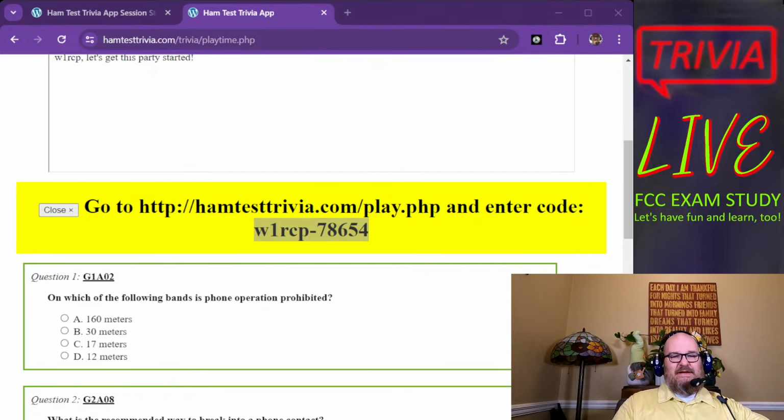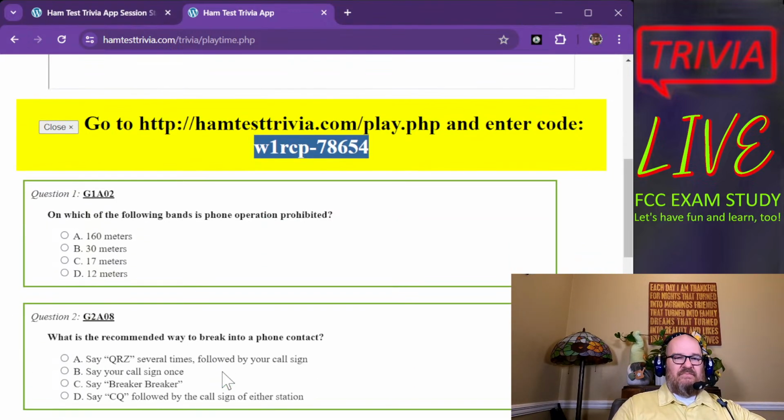Okay, let's go read some questions. This is where it's going to get interesting. On which of the following bands is phone operation prohibited? Well, I already know the answer. This one's been a topic of discussion from time to time. 30 meters is CW and digital only.